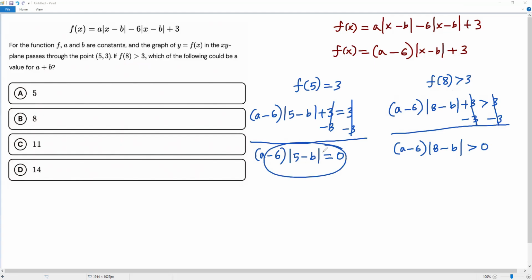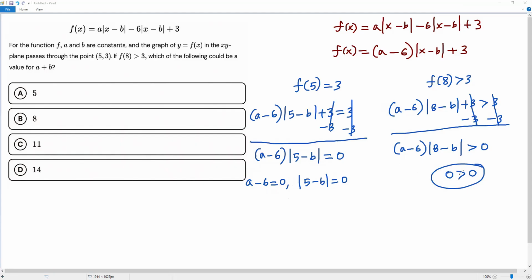Now let's consider this equation. Here the product of (a − 6) and |5 − b| is equal to 0. Whenever the product of two quantities equals 0, one of these two quantities must be 0, or both may be 0. That is, a − 6 can be 0, or |5 − b| can be 0. According to this, suppose a − 6 equals 0. What is the product of these two quantities in the inequality? That is 0, because when I plug in 0 for a − 6, 0 is multiplied by |8 − b|. So this product will become 0. Then we get the result 0 > 0.